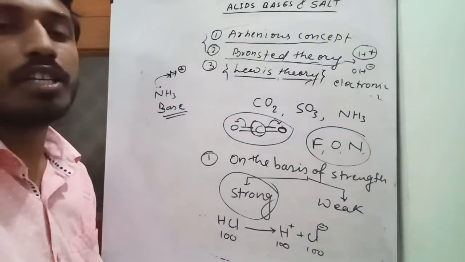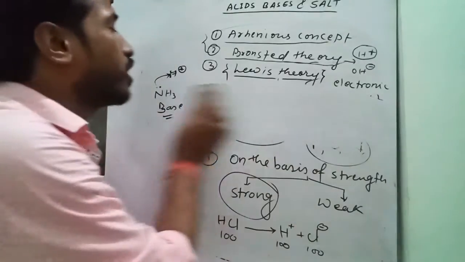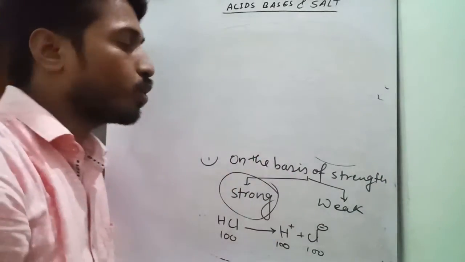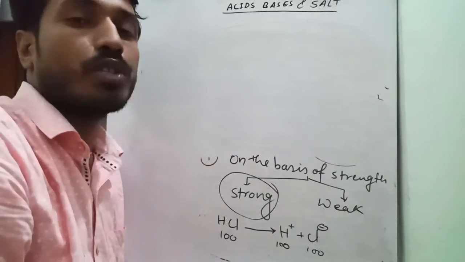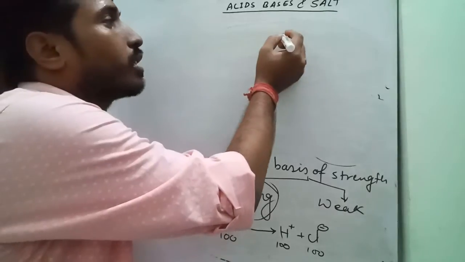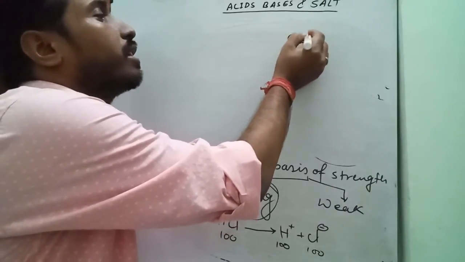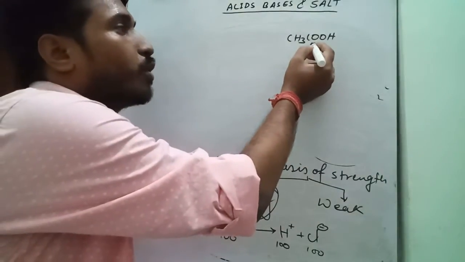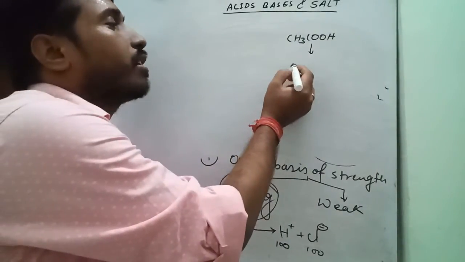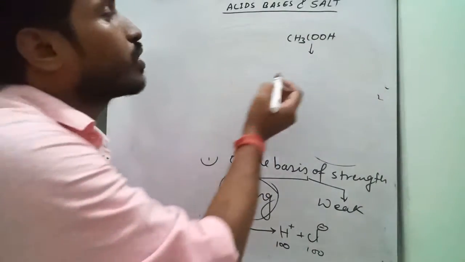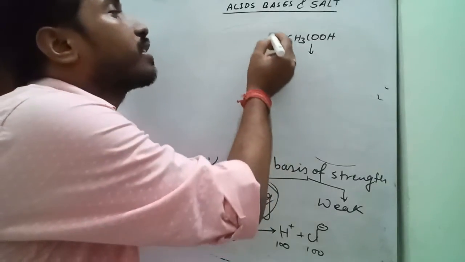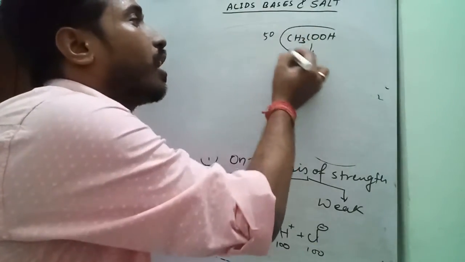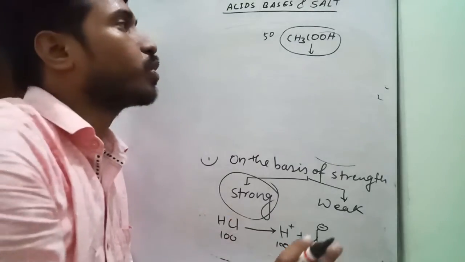And whatever acid you have taken which can completely dissociate into its ions will be referred to as what? Strong acid. And those which do not dissociate completely are referred to as what? Weak acid. So let us see, for example, CH3COOH. This is one of the acids, and if you dissolve it in water, then it does not completely dissociate into its constituent ions. Let us suppose we have taken 50 molecules of acetic acid, then 50 out of 50 will not be dissociated.